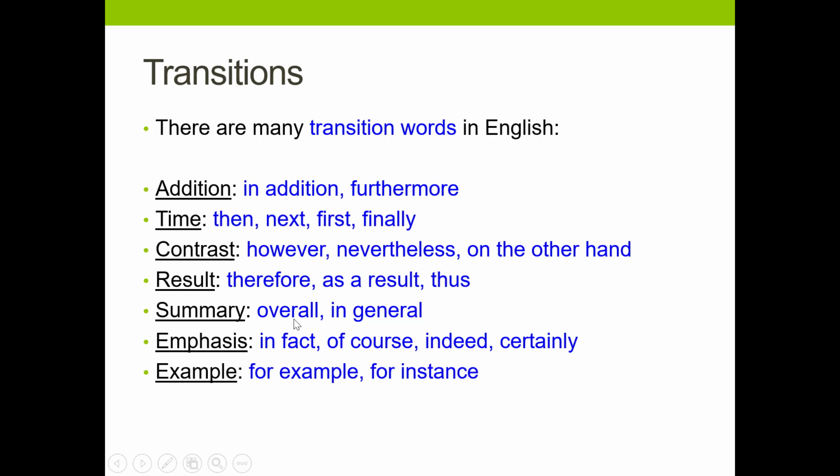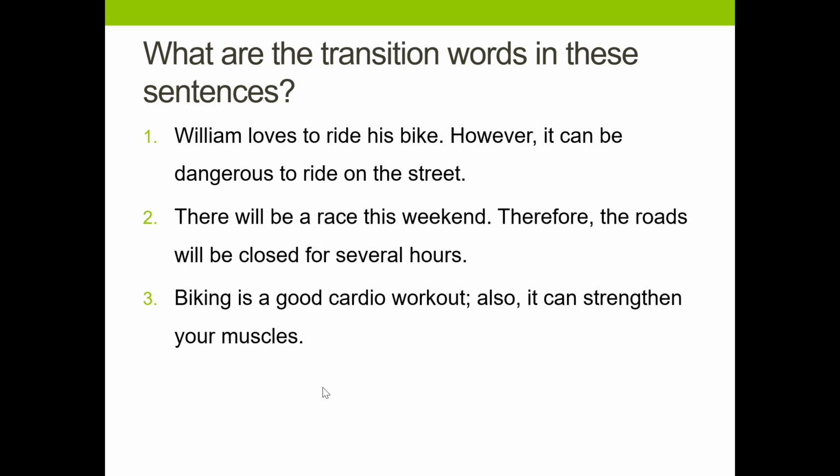To summarize, you can say overall or in general. For emphasis or for explanations, you can say in fact, of course, indeed, certainly. And to give examples, you can say for example or for instance. What are the transition words in these sentences? You can pause the video here.